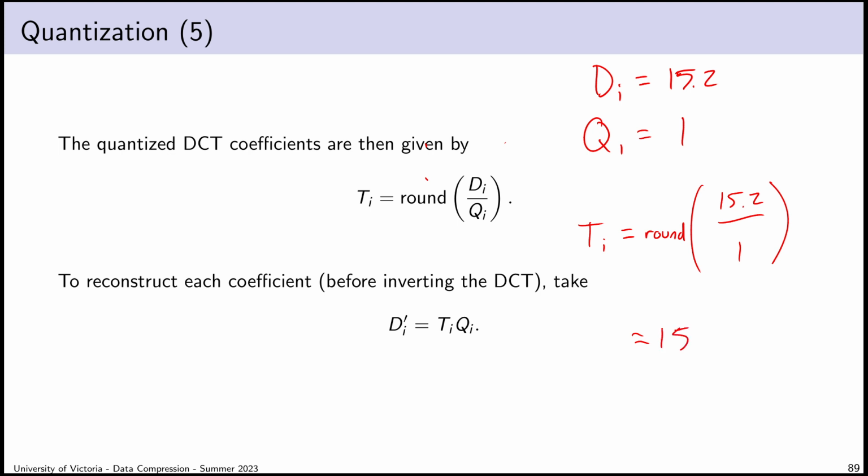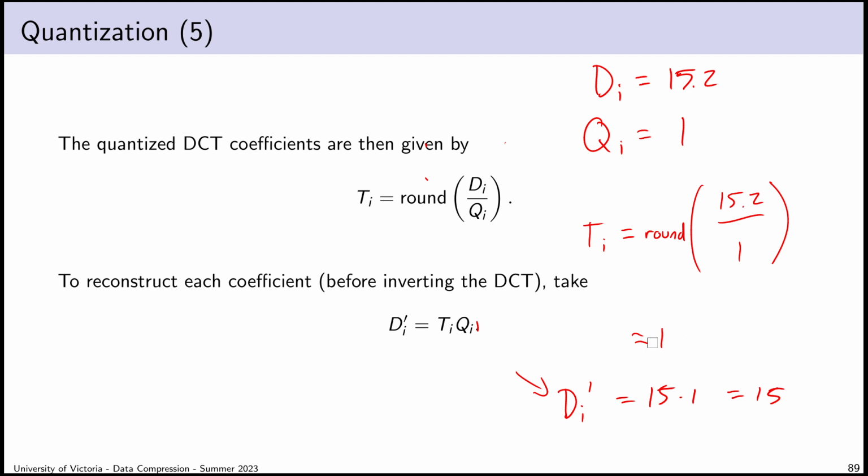Okay, so notice with a quantizer value of 1, I end up keeping my original value up to rounding to an integer. To recover the value before I do the inverse DCT, the decompressor will take the value TI and multiply it by the quantizer to get back the value of D. So in this case, DI prime equals 15 times 1, which is just 15. Basically the decompressor ends up getting pretty much the same value that I had to begin with, except that I rounded it to an integer.